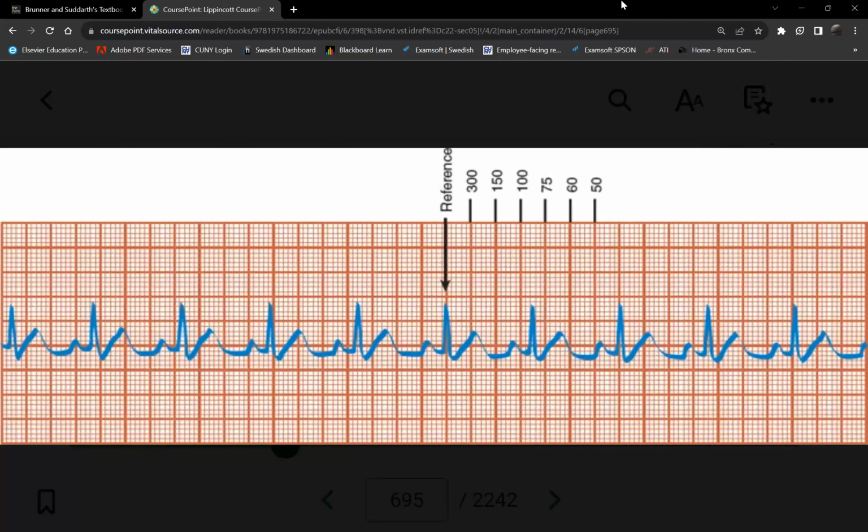60 seconds divided by 0.04 is 1500. What do you got? 1500 divided by 17.5 small boxes. 85.71. Is it the same as our first method earlier? We said yes, 80 something, right? Yeah. Okay, so we're within that range.